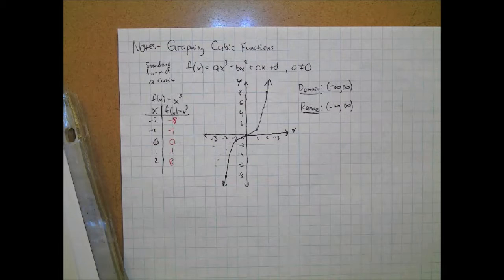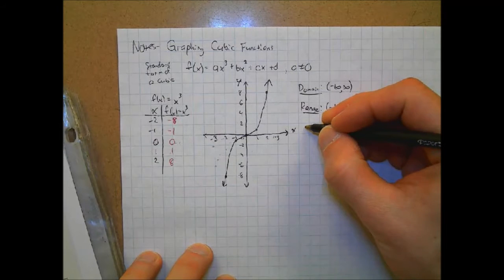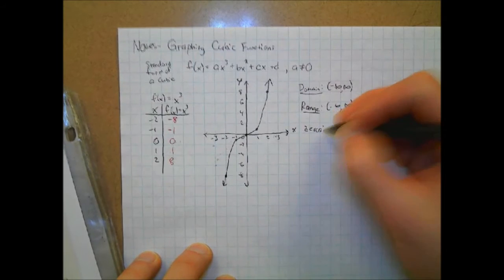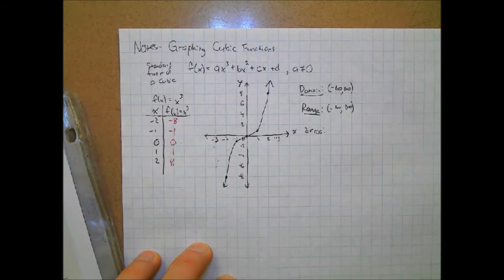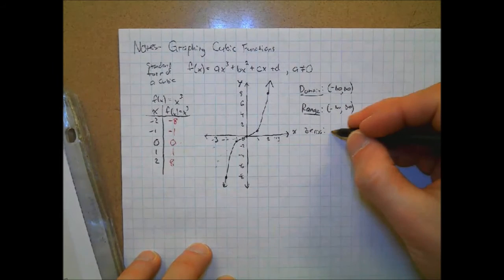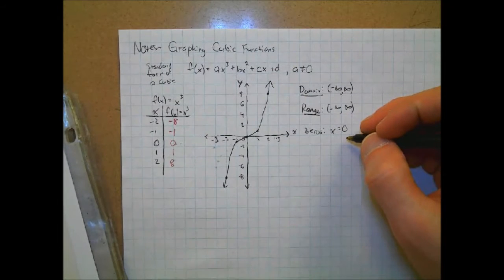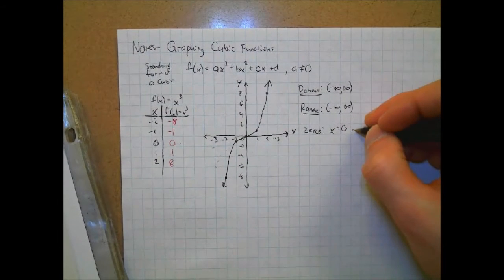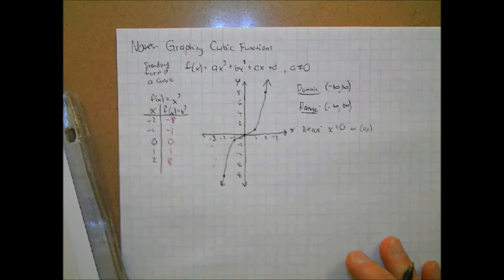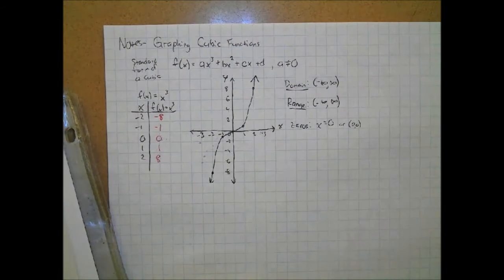Okay. What about any zeros? Do we have a zero here? Yeah. x equals 0. Or (0, 0), the point. Okay, very good. Let's see what else we want to do.